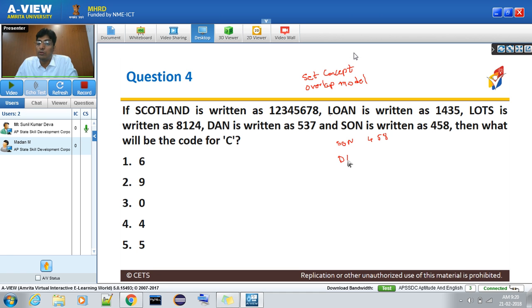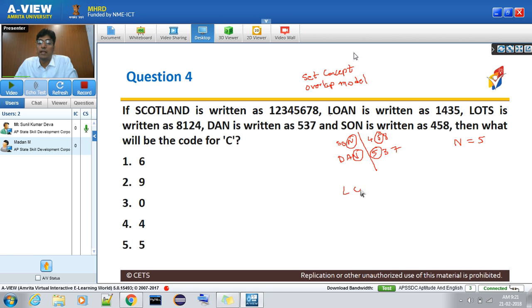But now look at one more word, Dan. Dan is written as 5, 3, 7. In the code here, 5 is present in both. But if I look at the original word, N is present in both. We look at which letter is common in the original words and which number is common in the codes, and then we say N is being represented as 5. Now we have S and O being represented as 4 and 8, D and A as 3 and 7, but we don't know which one exactly is for what.